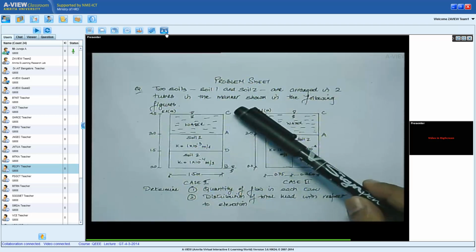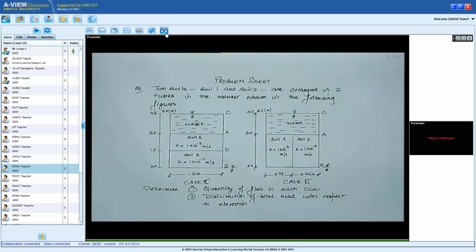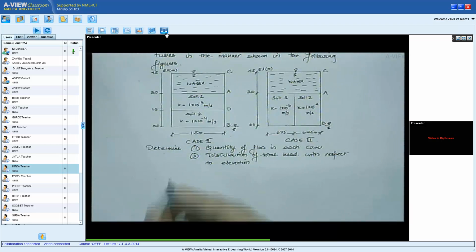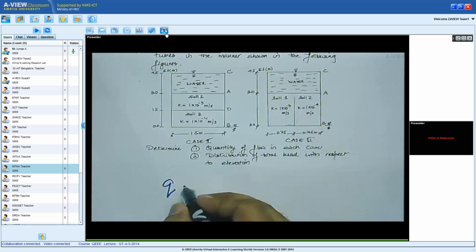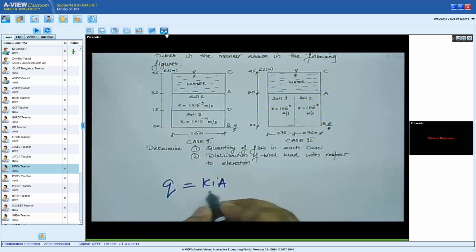So in fact, the head difference or the head loss will be the distance between C and D. Just to put it in English, we are going to write all this in words, but the questions asked are, in both the cases, what is the flow? Flow is Q. Remember, Q was flow, and we had an expression Q equals KiA. So the first part of this question asks what is Q for each of these two cases.